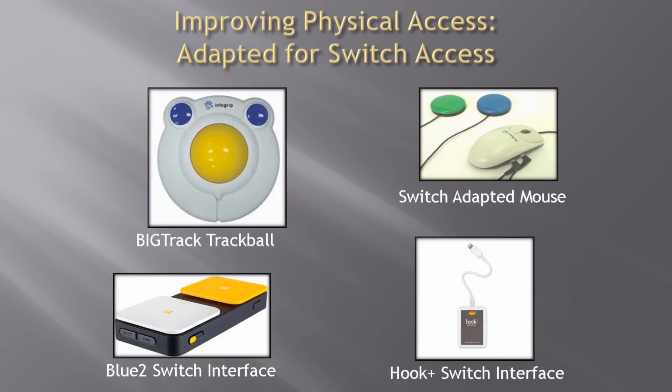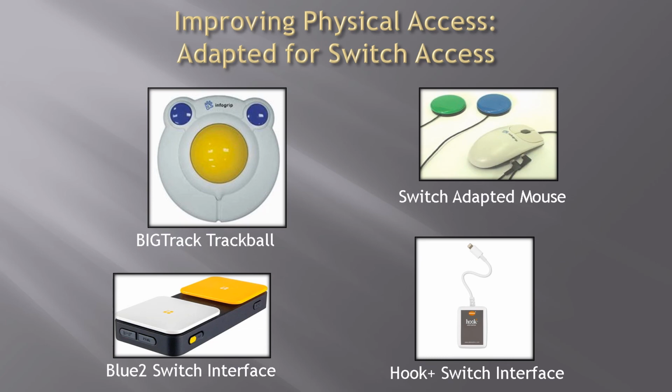Here we have a few more items. You've seen the Big Track trackball at the top left earlier. It and the switch-adapted mouse at the top right corner are both set to have the user's switches plugged into them for control of the left and right mouse buttons.